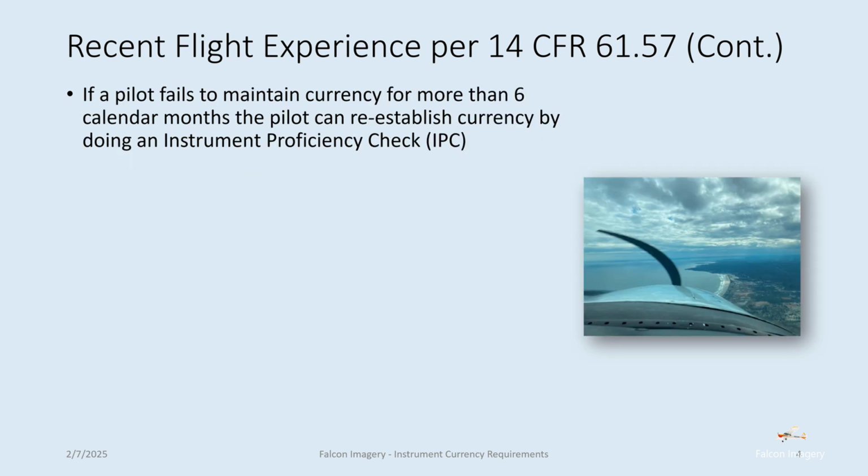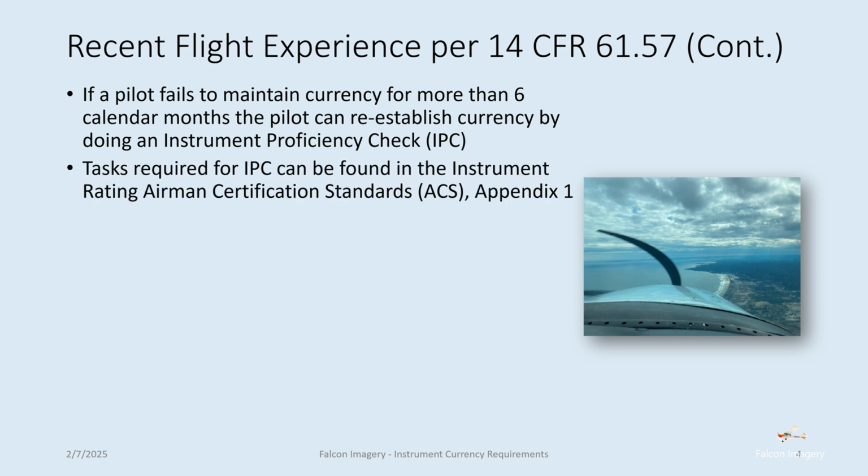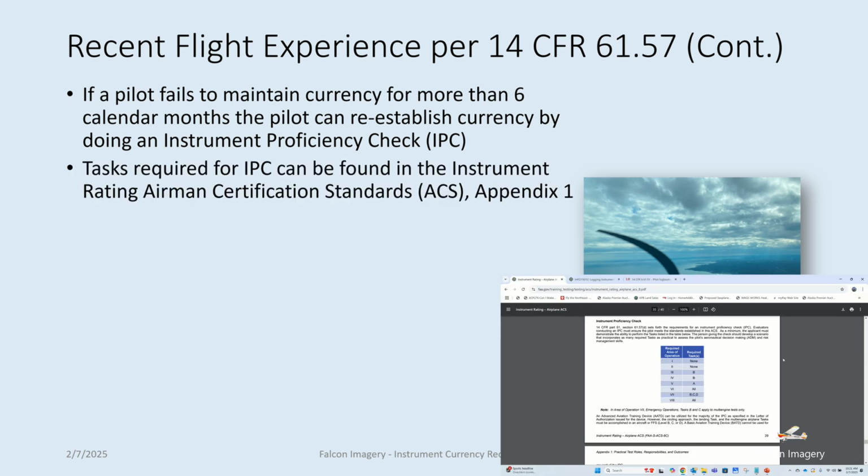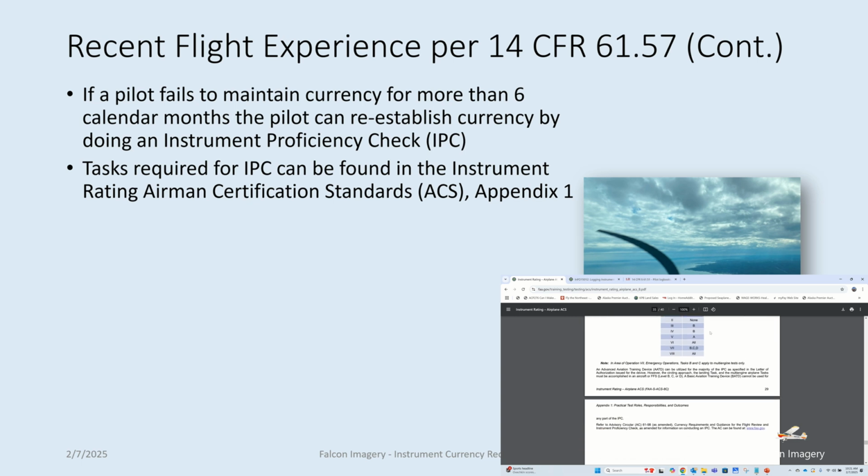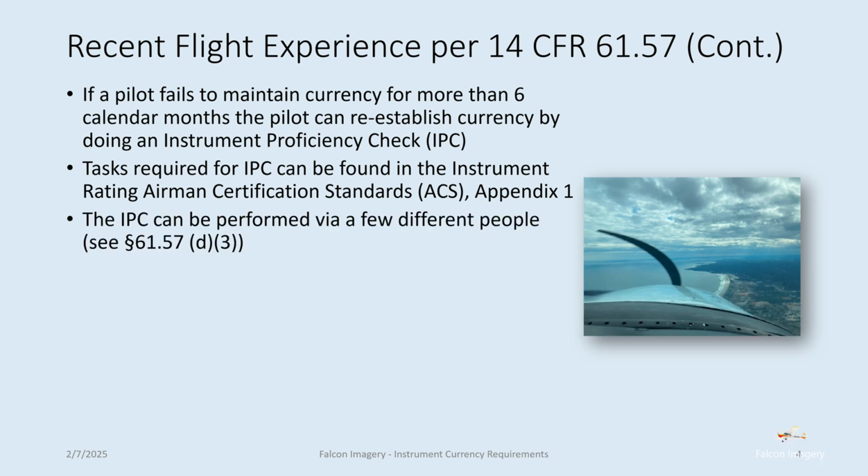If a pilot fails to maintain currency for more than 6 calendar months, the pilot can reestablish currency by doing an IPC, or Instrument Proficiency Check. Tasks required for the IPC can be found in the Instrument Rating Airman Certificate Standards, or ACS, Appendix 1. The IPC can be performed via a few different people. You can find that out in 61.57(d)(3), or I'm just going to show you right here.